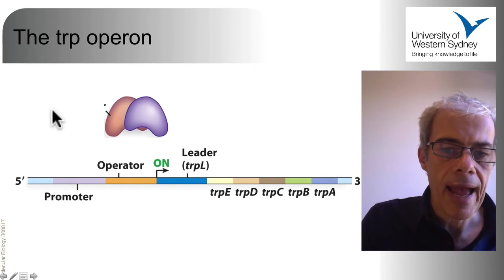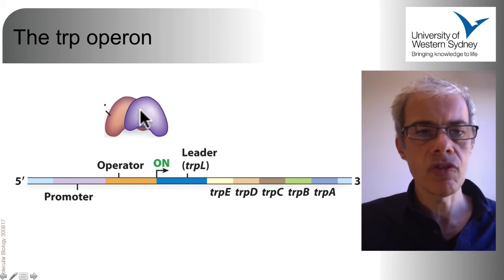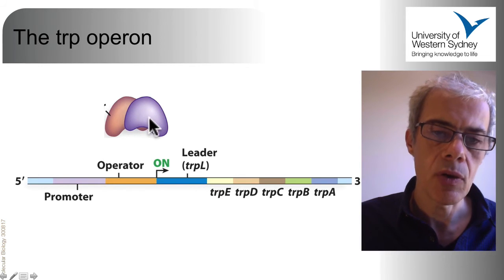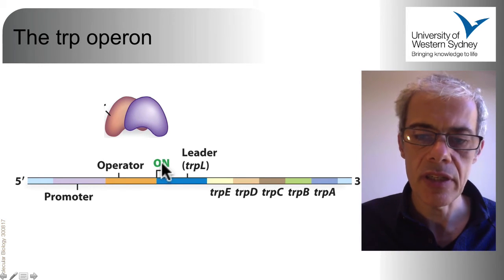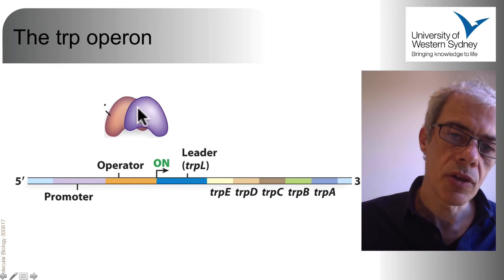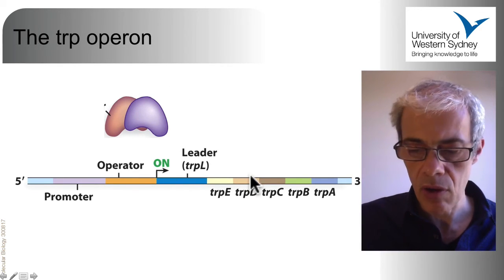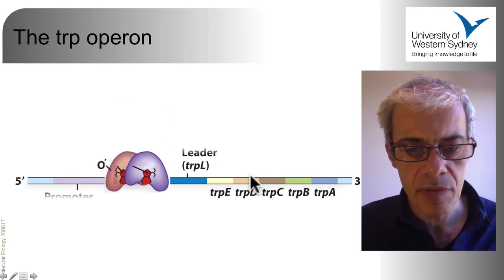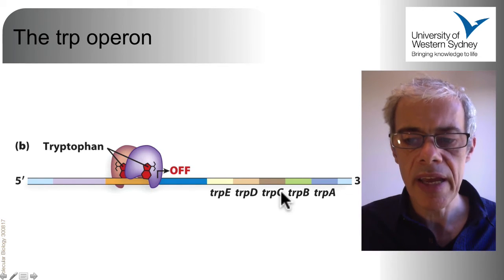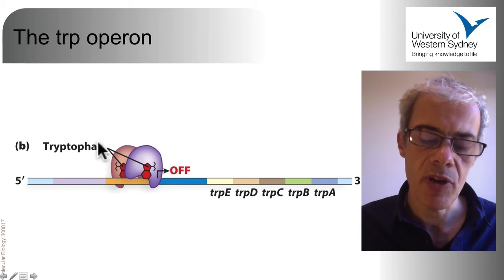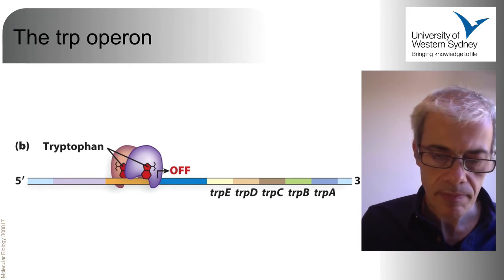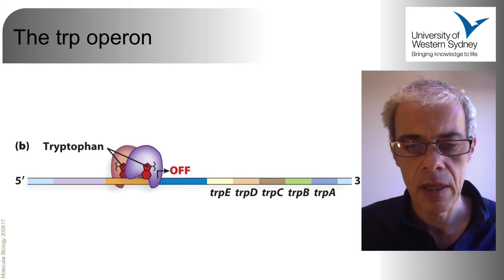In the absence of tryptophan, the repressor is not active. So in the absence of tryptophan, the genes are on. The presence of tryptophan causes the repressor to bind and turn the genes off. So the presence of tryptophan causes the repressor to turn off the genes, because you don't want to make tryptophan if tryptophan is present. If tryptophan is present, then you can make proteins from that amino acid. There's no need to make more tryptophan.